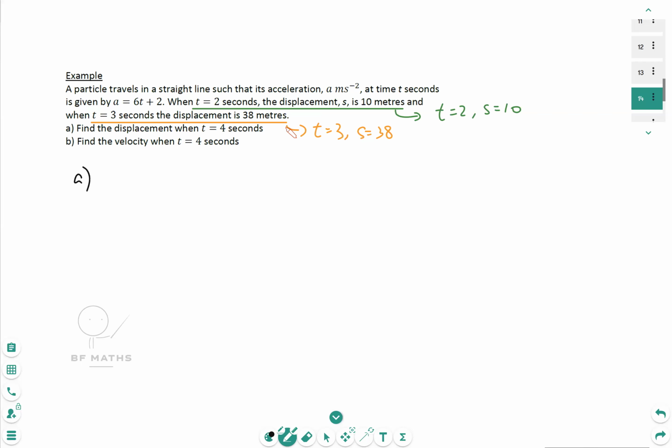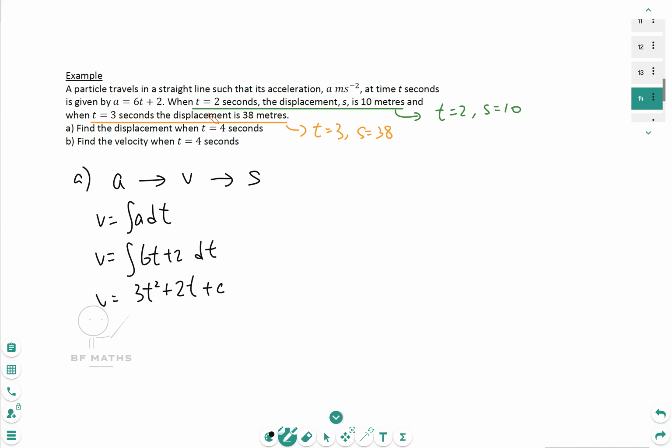Now, question for you. How do we find displacement from acceleration? Now, note this is not Suvat, so we don't use Suvat formula in here. To find displacement, we need to use s equals integral v dt. However, we don't have v. So we have a. We need to first find v, and then we can find s. So to find v, we need to do v equals integral of a dt. So v equals integral of 6t plus 2 dt. So v equals 3t squared plus 2t plus c.